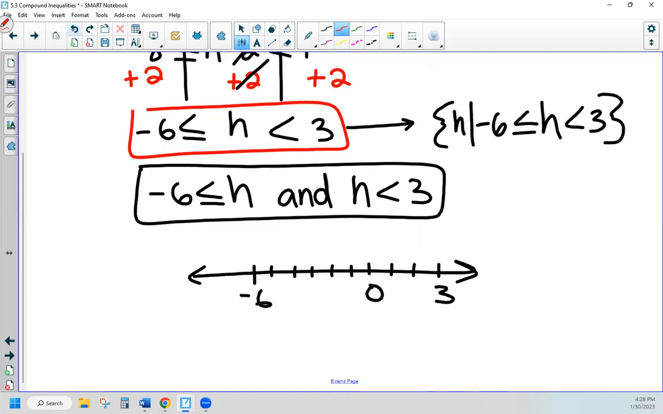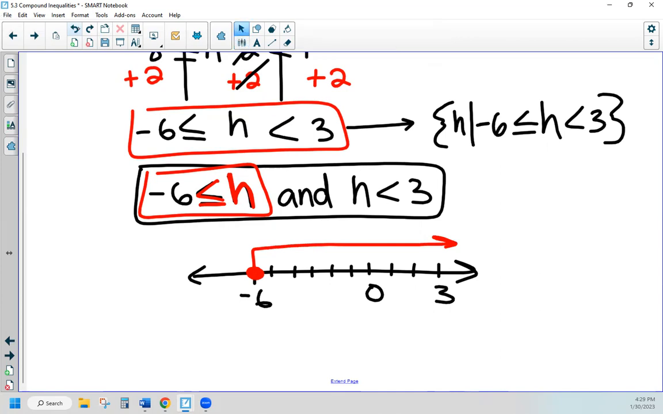Part number 1, let's go ahead and do this right here, where we could see that since we have an equal to piece, that is going to be a closed circle at the number -6. -6 is part of our answer. Cool. Next, it does say less than, I'm sorry. Whoops. -6 is less than h, or the solutions that we're looking for are bigger than, larger than, greater than -6. So our arrow must point to the right. Cool. Done with that one.